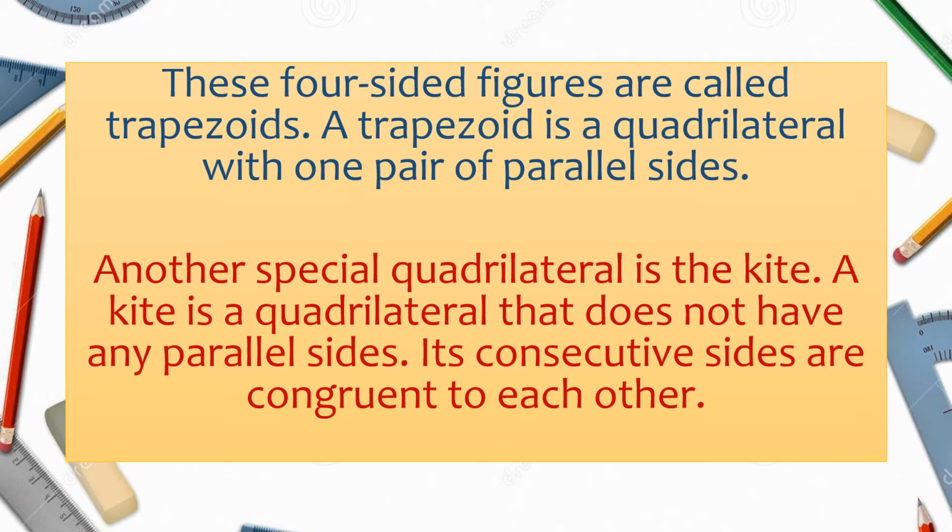So, hindi siya kagaya ng parallelogram. Si parallelogram, bawat opposite sides parallel. Kay trapezoid, 1 pair of parallel sides lamang. Another special quadrilateral is the kite. A kite is a quadrilateral that does not have any parallel sides. So, meron tayong tatlo. Parallelogram, 2 pair ang parallel sides. Trapezoid, 1 pair lamang. At pagdating kay kite, hindi tayo makakakuha ng parallel sides. Pero, the consecutive sides are congruent to each other pagdating kay kite. Ibig sabihin, yung magkatabing sides, sila yung congruent or same measurement.